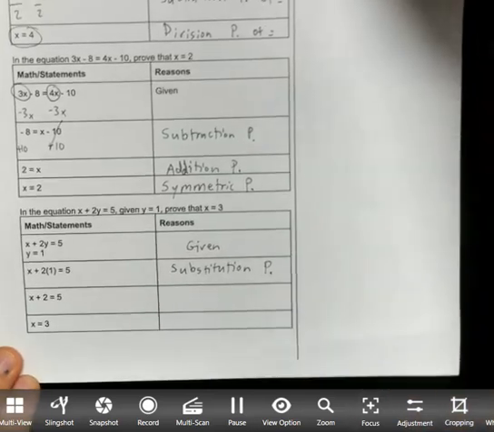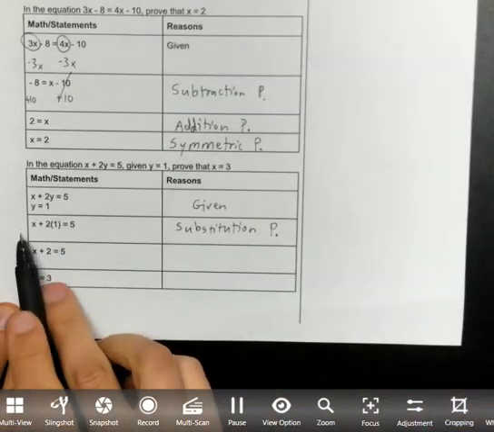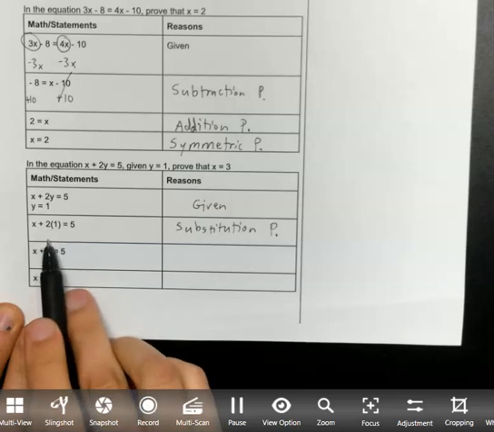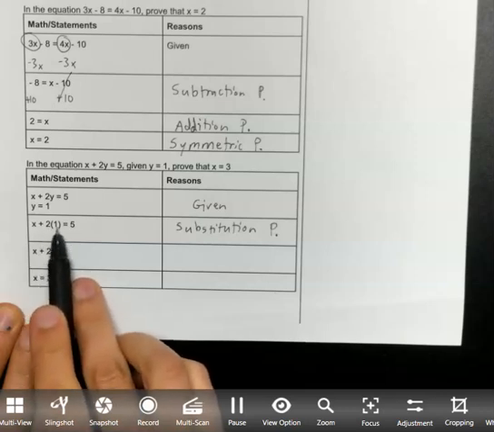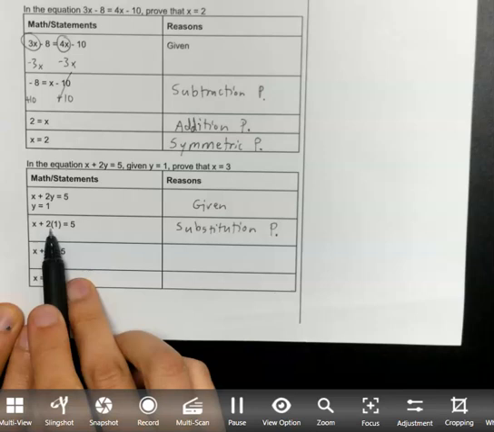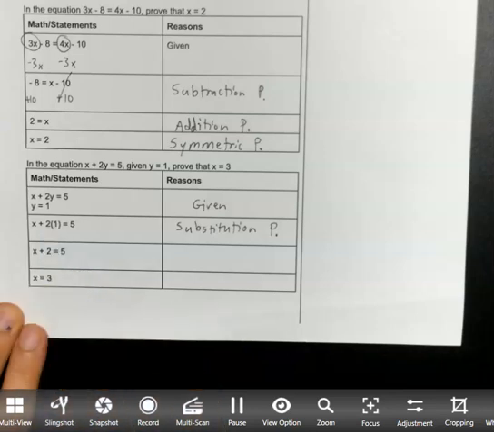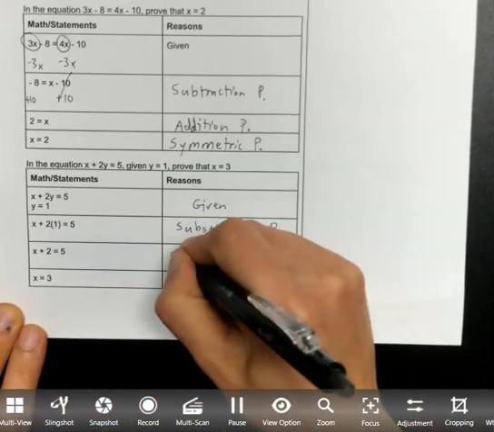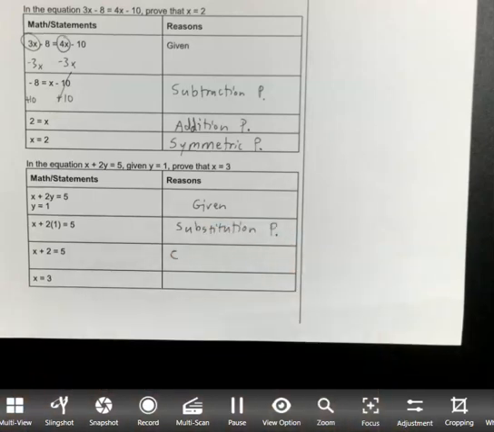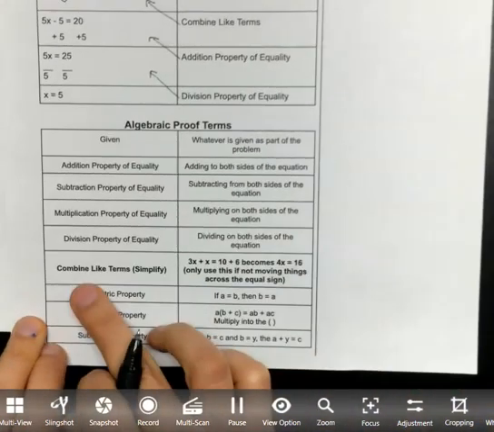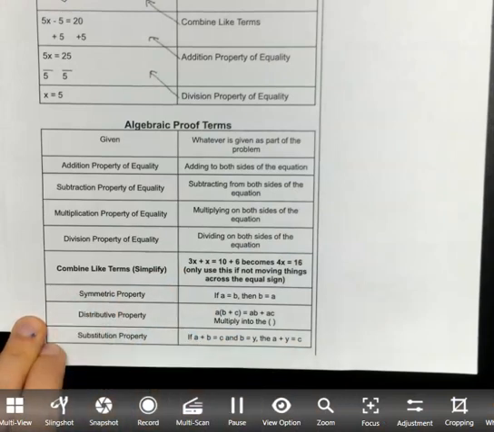Okay. All right, next. The 1 disappeared. Why? Well, they combined like terms, right? 2 times 1 is just simplified, or combined like terms. And instead of writing out combined like terms, that's written over here, combine like terms or simplify, I can just write CLT. I can shorten it, right?